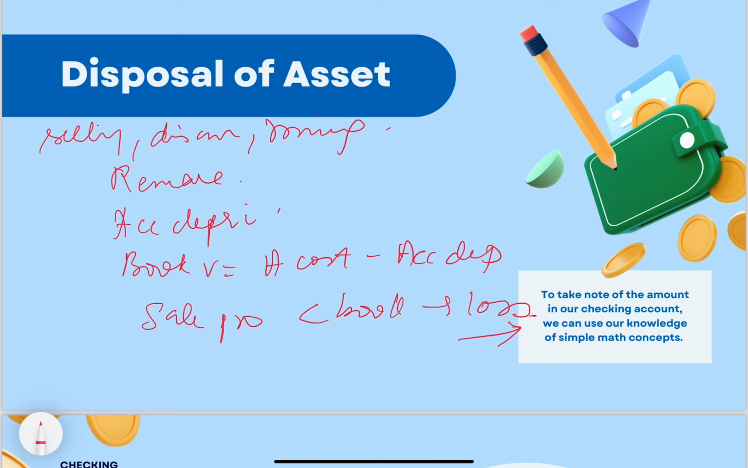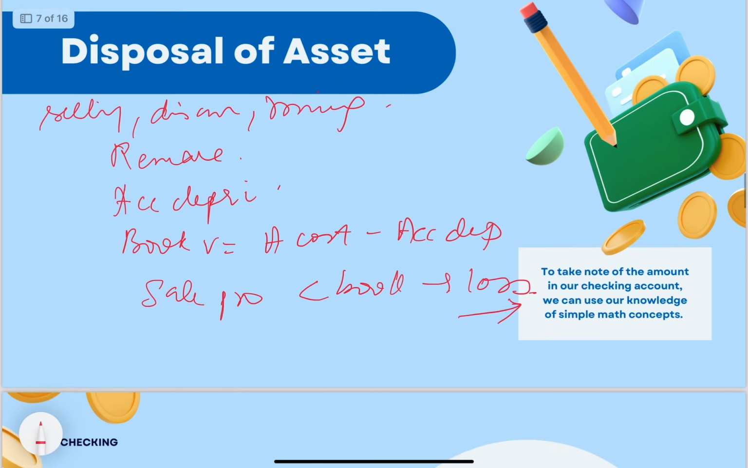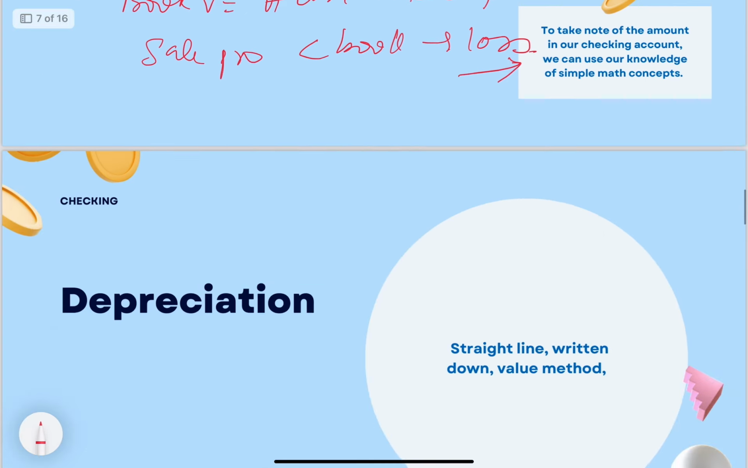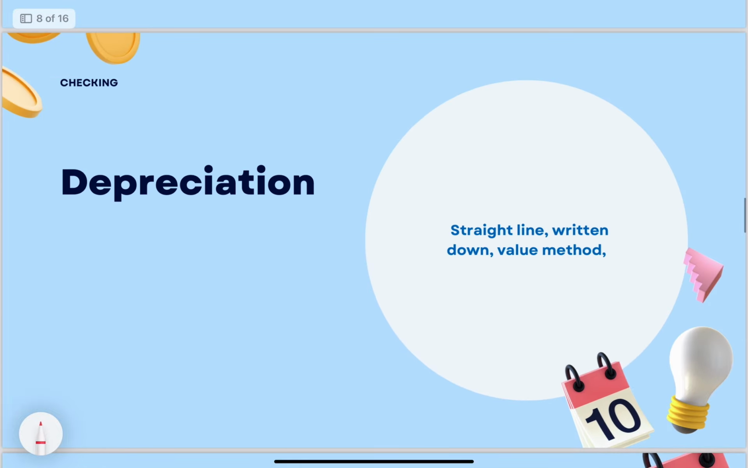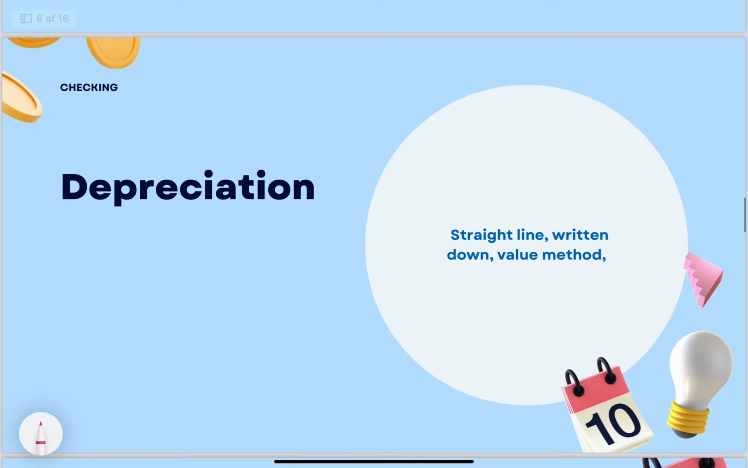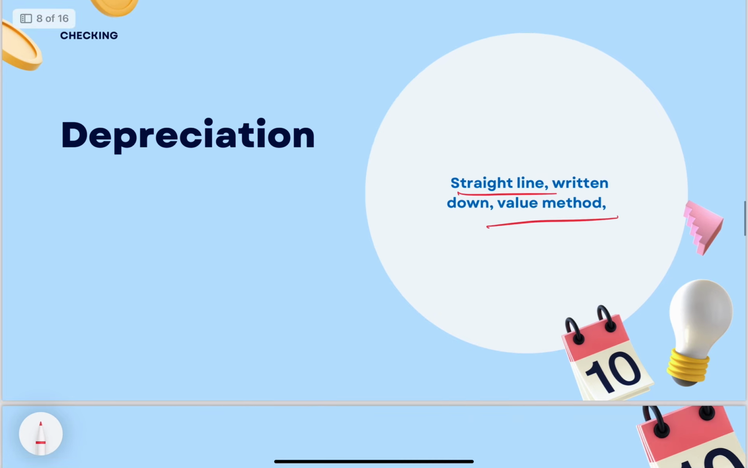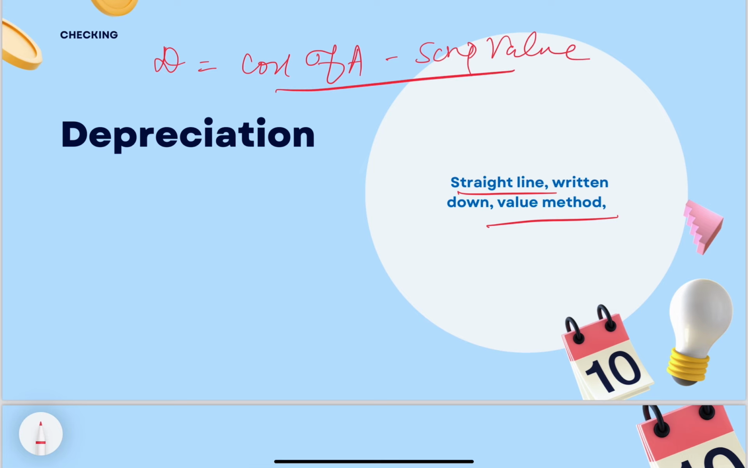So what is a disposal of an asset? It means selling, discarding, or removing an asset from the books because you no longer use it or own it. Okay. So what are the methods of calculating depreciation? There are a few methods. We'll just talk about some of the main methods: the straight line method and the diminishing value method. So what is the straight line method? Here the asset loses the same amount of value every year. So depreciation is equal to the cost of the asset minus the scrap value, divided by useful life.